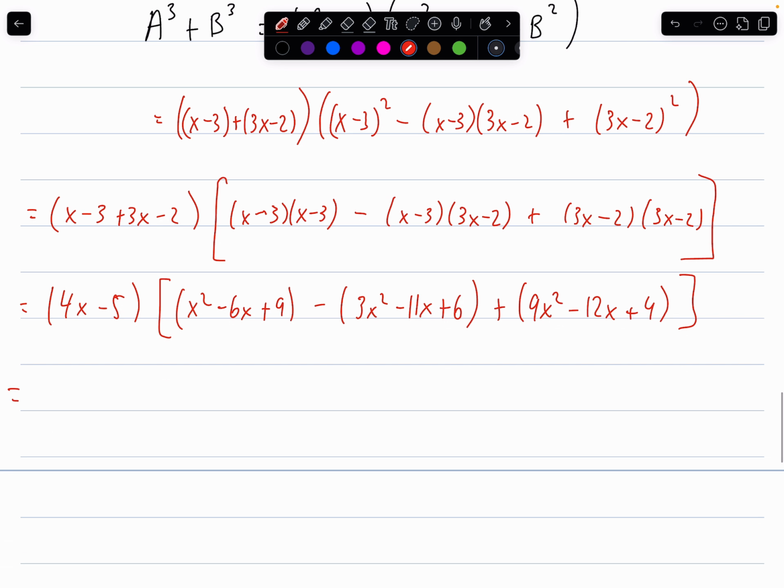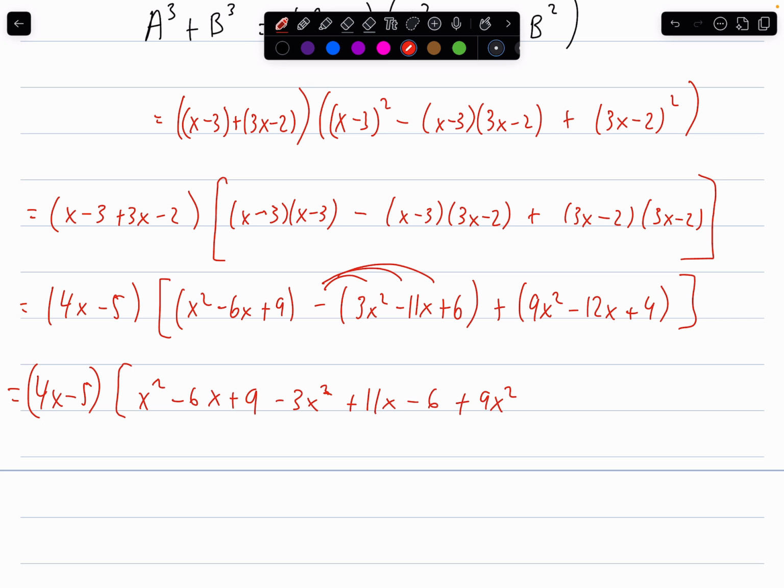We're still not done. We got to clean it up even more. So 4x minus 5. And then here, we're just going to get rid of the brackets and distribute the negatives as such. So the negative, we're going to distribute that. Negative 3x squared plus 11x minus 6, plus 9x squared minus 12x plus 4. And then now our final step, let's group the like terms.